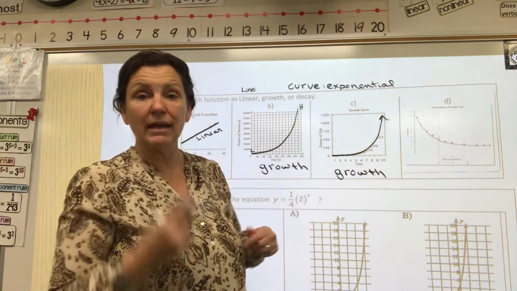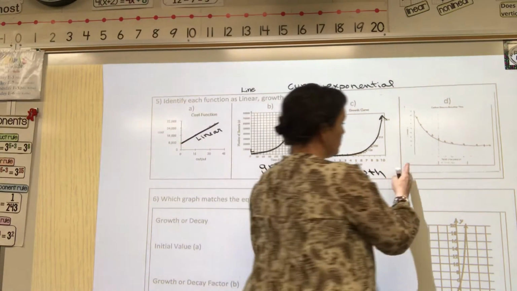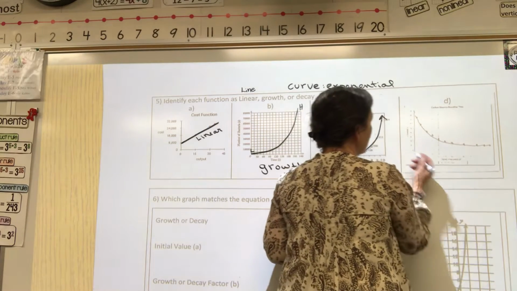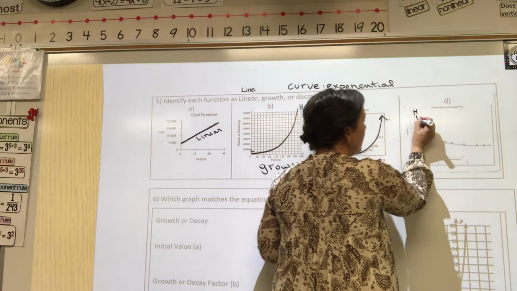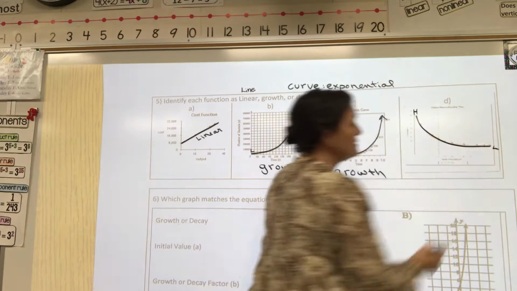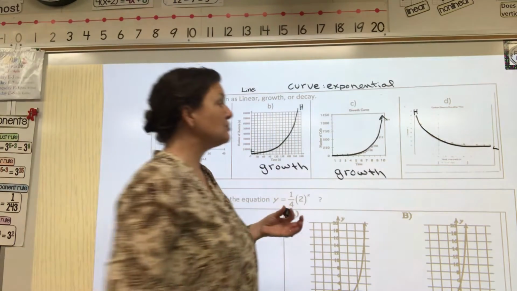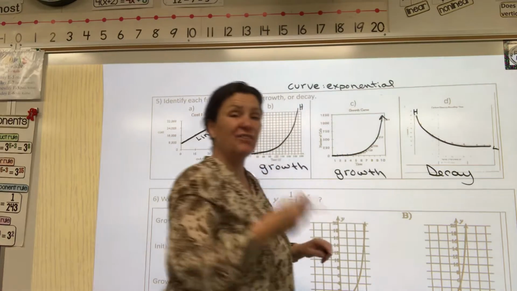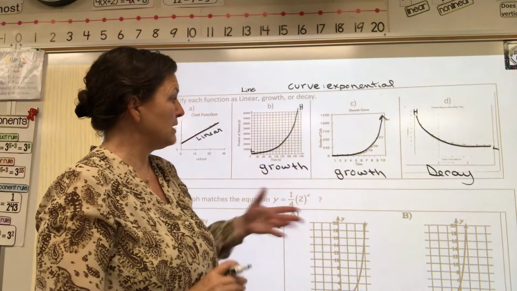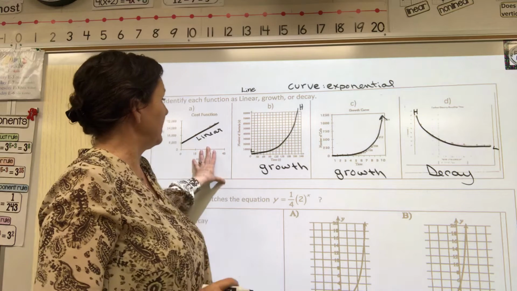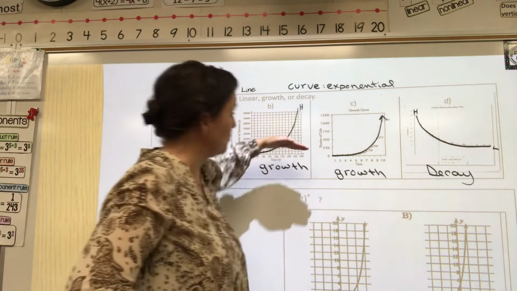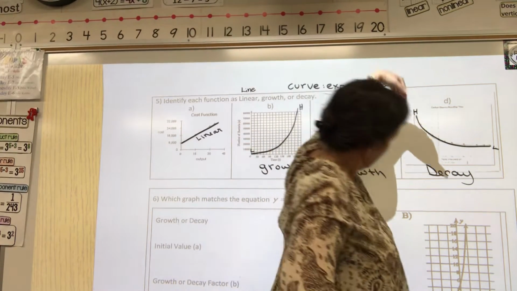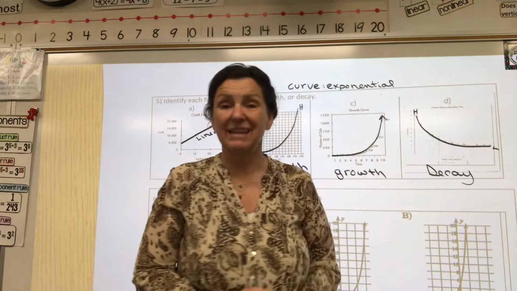Last one. Again, let's read it from left to right. Start left and move right. I can tell that this one starts high and then is swooping down low. So this one is indicative of decay. The graph is going D for down, okay? Decay, D for down. So we have linear, we have growth because it's moving in an upwards direction, and because this one's moving in a downward direction, it's decay.